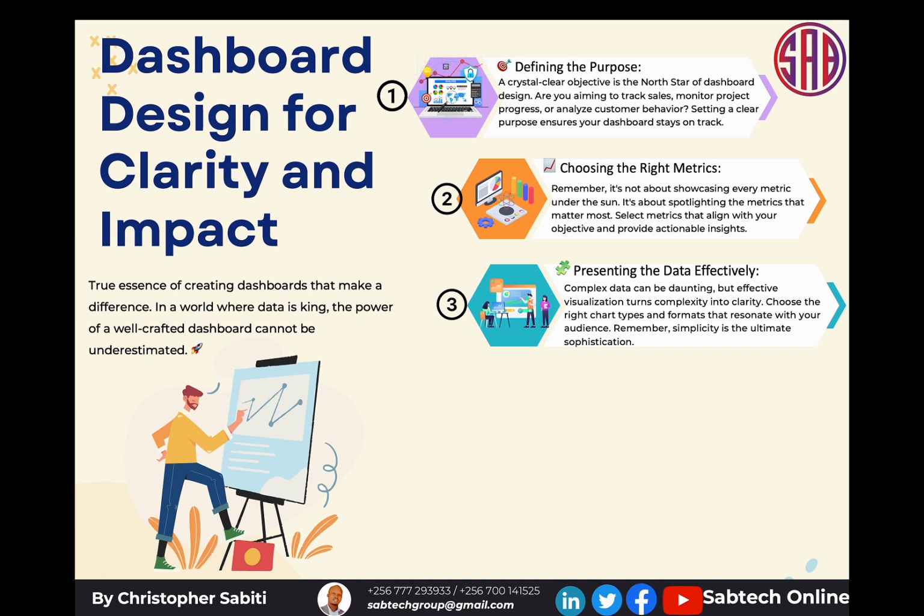So complex data can be daunting, but effective visualization turns complexity into clarity. So even though your data is complex in analyzing, the moment you learn the audience and you craft it well in those visuals. So choose the right chart types and formats that resonate with your audience. So not high level, low level, operational, different audience. So you have to make sure you craft it well.